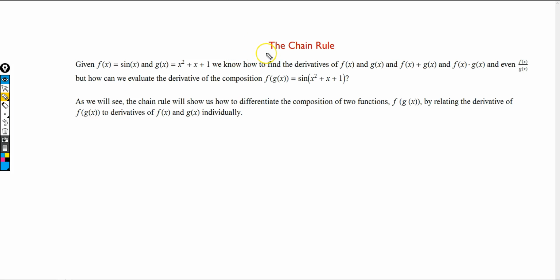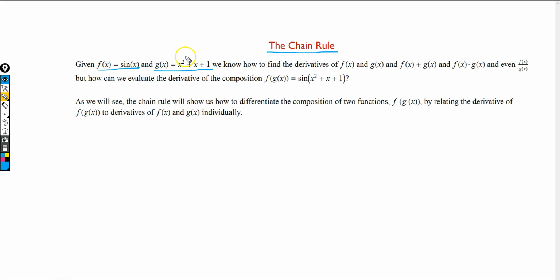In this lesson, we're going to cover the chain rule. Now, the chain rule is another differentiation rule that expands the types of functions that we can differentiate. And to see that, consider these two functions. f of x equals the sine of x, and g of x equals x squared plus x plus 1.